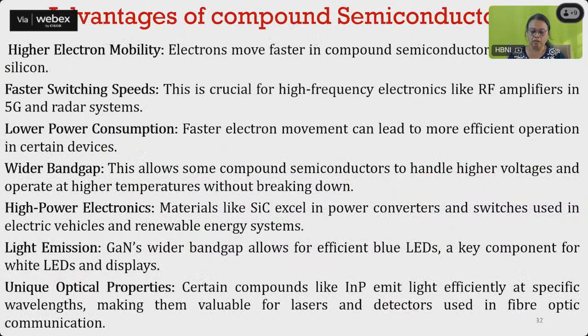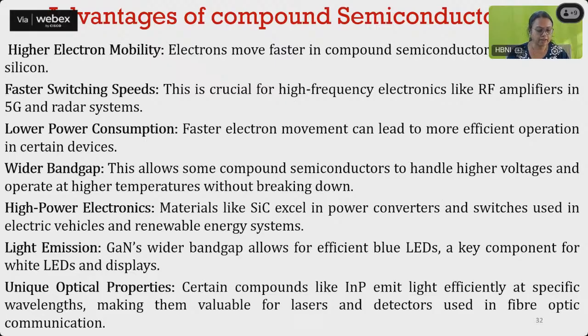Okay. So the advantage is higher electron mobility: electrons move faster in compound semiconductors compared to silicon. Because of that, we have faster switching speed. This is crucial for high frequency electronics like RF amplifiers, 5G and radar systems. Low power consumption, because the electrons are already moving very fast, so we don't need to put in a lot of voltage. So faster electron movement can lead to more efficient operation in certain devices and lower power consumption.